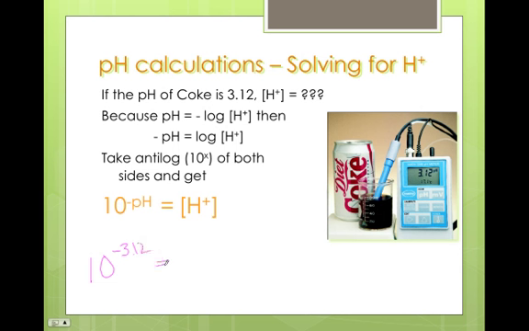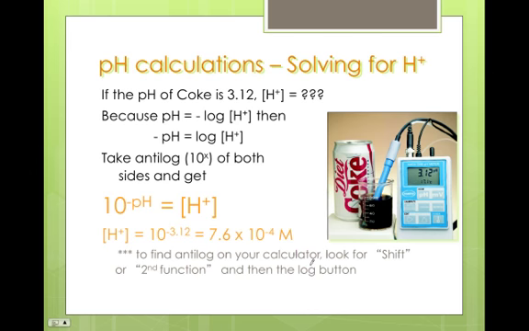So just plug that into your calculator. And I found a hydrogen ion concentration of 7.59 times 10 to the negative 4. And that would be our hydrogen ion concentration. So in order to find the anti-log, or the 10 to the x button as it often looks like, you want to find the shift button, and usually it's below the log button. So you'll see the log button, and then above the log button there will be a little 10 to the x.